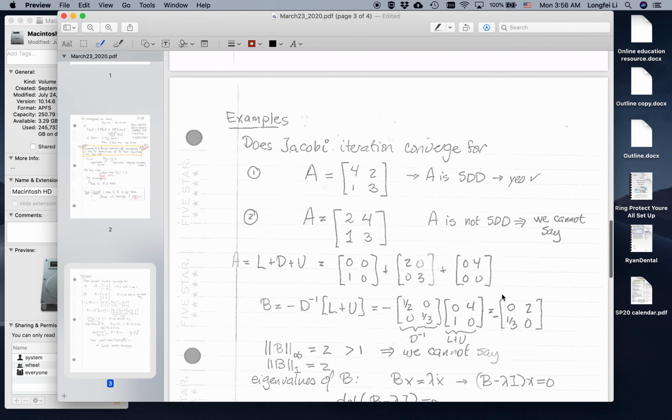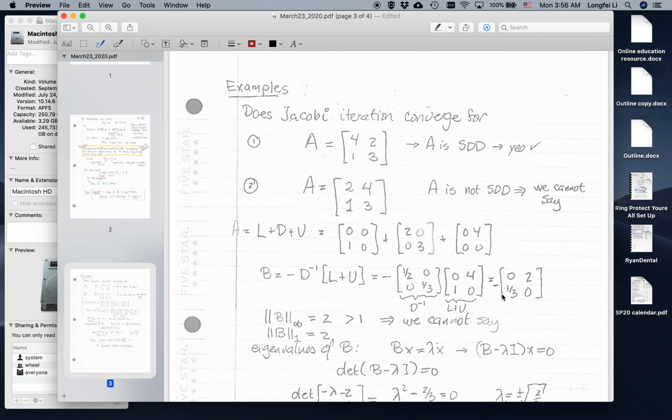We're going to show you what happens here. Does Jacobi iteration converge for this matrix? Let's first check if A is an SDD matrix. Here, this is 4. The diagonal is greater than the off-diagonal entry, so this first row is okay. And the diagonal here, 3, is greater than the off-diagonal entry, which is okay. So this is an SDD matrix. Therefore, the Jacobi is convergent.